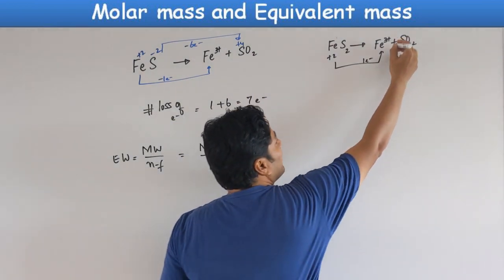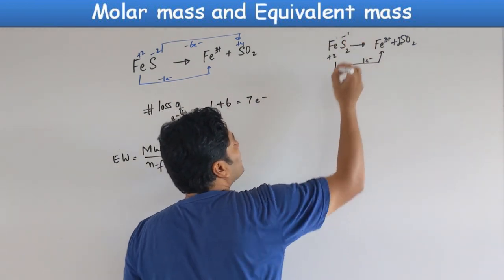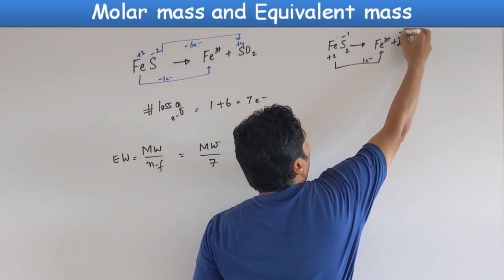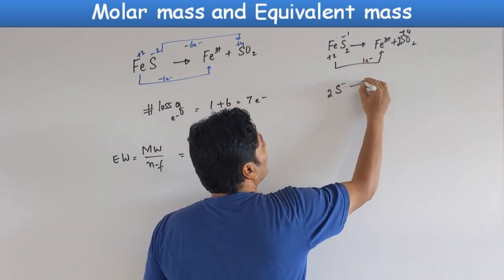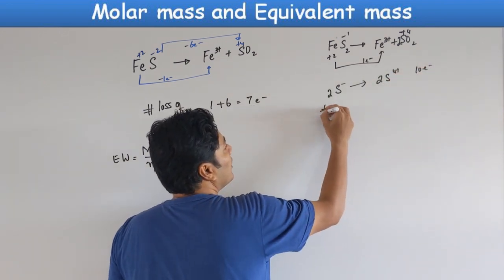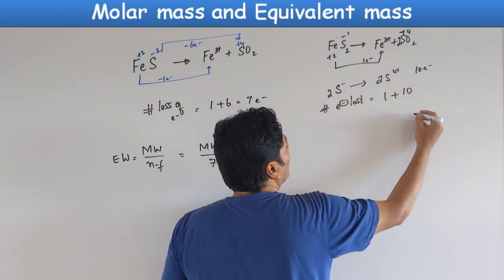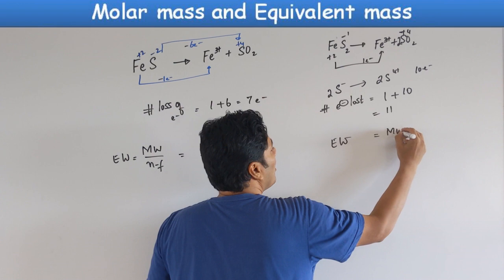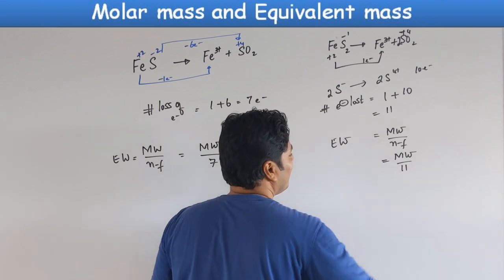If you take sulfur, we have to do the 2 here because subscript is 2. Sulfur here is minus 1 because there are 2 sulfurs there, minus 1 going into plus 4. So 2S minus goes to 2S4 plus. So that is 10 electron process. So the total number of electrons lost will be 1 by iron and 10 by sulfur, that will be 11. So our equivalent weight is molecular weight divided by n factor, that would be molecular weight divided by 11.